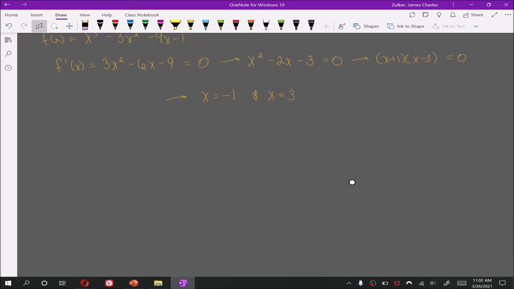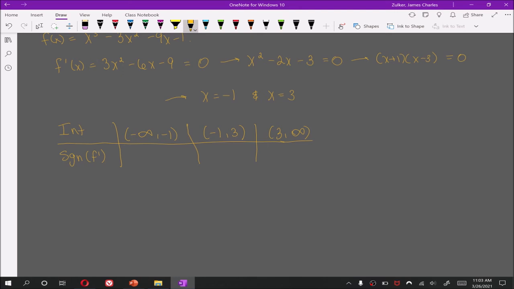What we now do is create a sign chart for f prime. A sign chart is where we just look at the sign of f prime over test intervals. To determine the test intervals, we take the domain of f, which is all real numbers, and split it up at the critical points. So the first one will be minus infinity to minus 1, then minus 1 to 3, and then finally 3 to infinity.